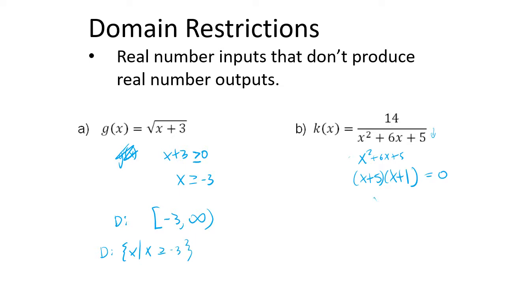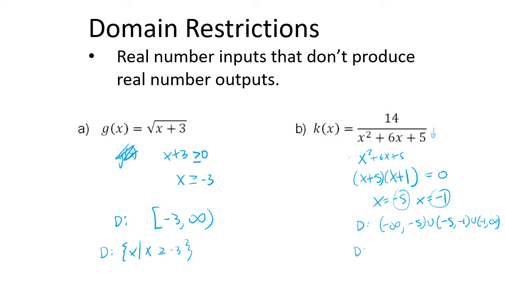Zero product property here, x could be -5 or x could be -1. Either of these two values will make this thing screw up. We'd be in a divide by 0 situation. And so we would say that the domain, we can do this a couple different ways. We can say that the domain is everything from -infinity to -5, not including -5, -5 to -1, not including -1, -1 to infinity. That's one way we can represent the domain.